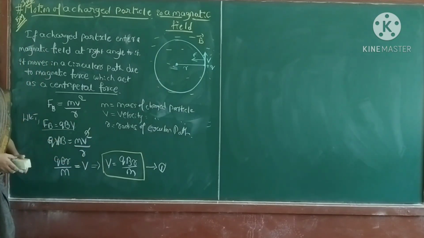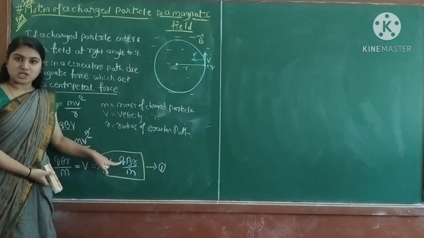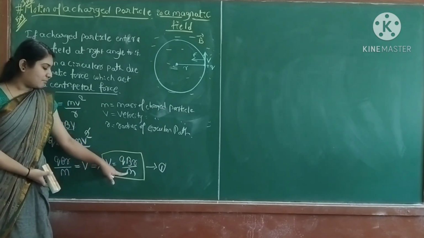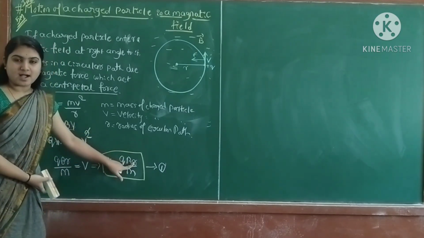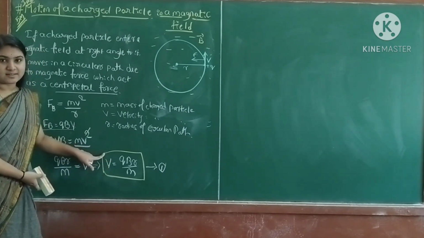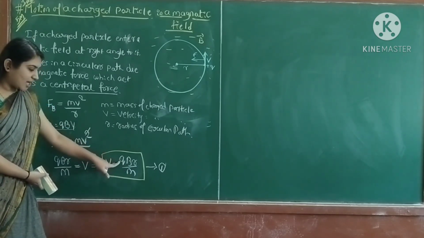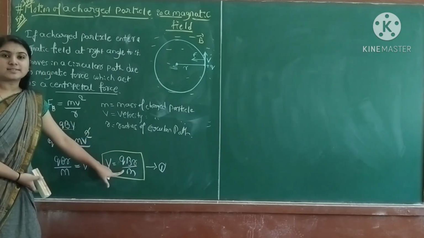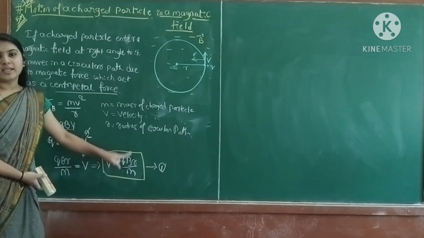So here what did we calculate? Velocity. Velocity is nothing but the charge of the particle into the magnetic field into that radius divided by the mass of the particle. Now when we keep q and r constant, what happens? V increases when B increases. Yes or no? So the charge, radius and mass we have to keep constant. Then as velocity increases, the magnetic field will also increase.